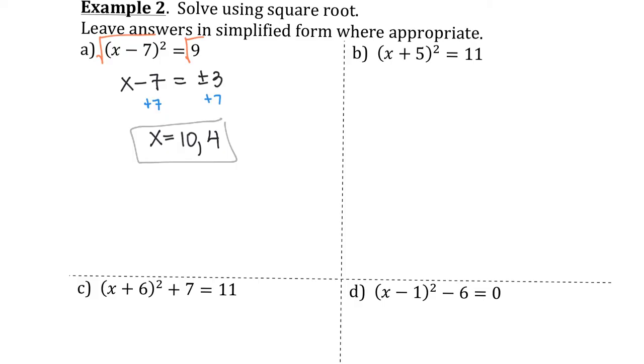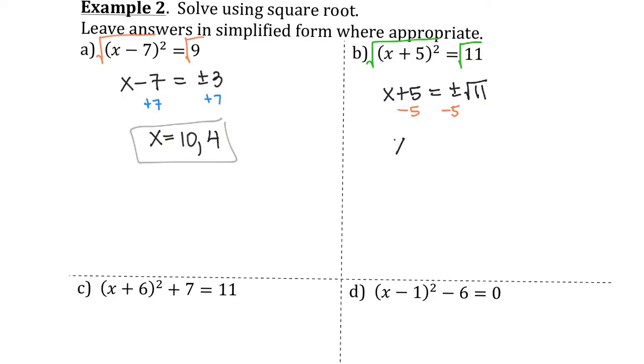Okay, let's go ahead and look at B. The method is the same. The square root will cancel this squared. I bring down the x plus 5. The square root of 11 is irrational, and because it was squared, I get a positive and a negative possibility. Okay, I'm going to go ahead and subtract 5 to solve it.